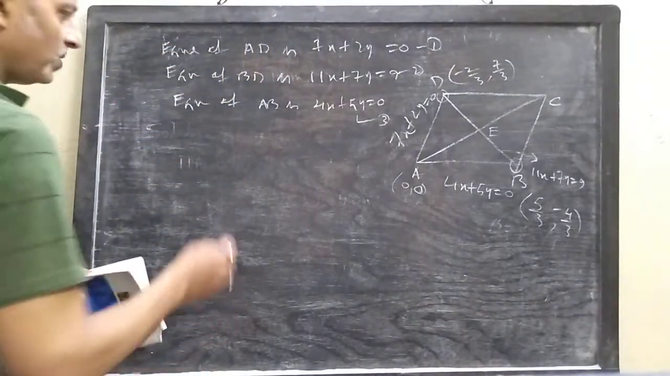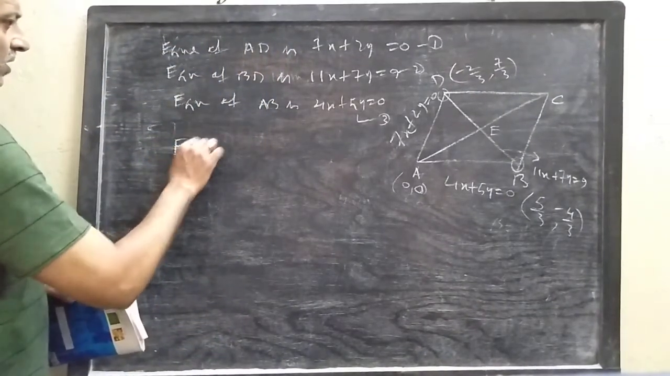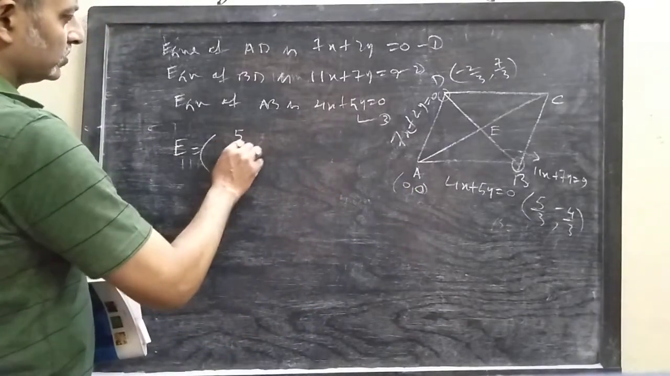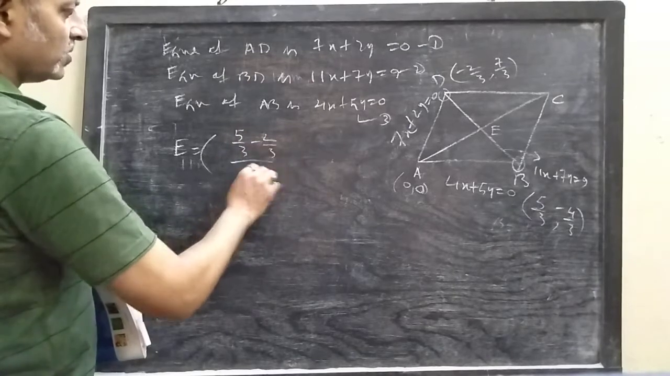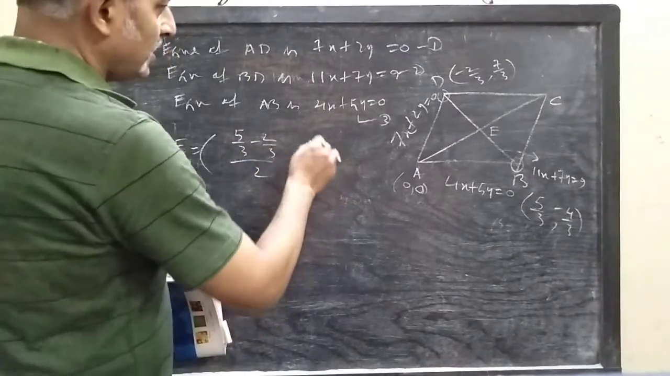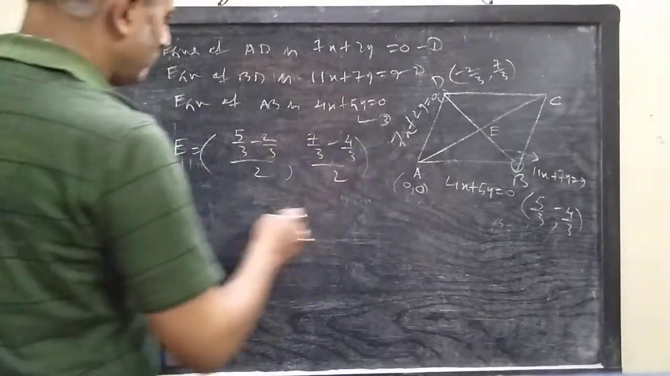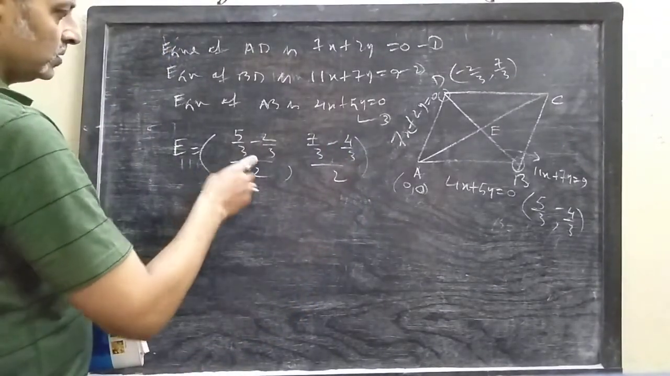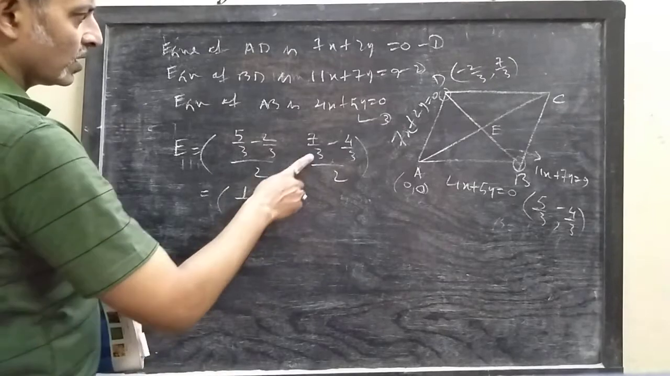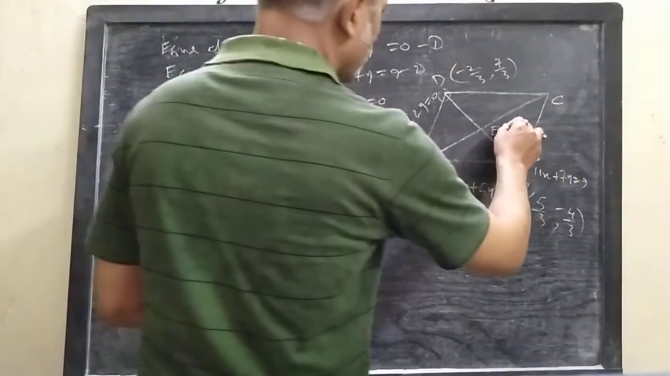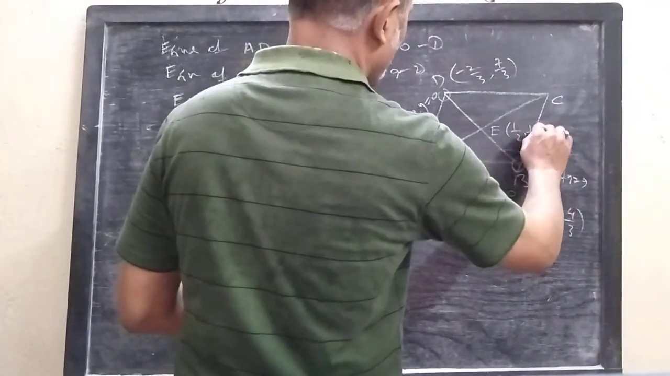E is the midpoint of BD, so the coordinates of E will be (5/3 minus 2/3) whole by 2, and then (7/3 minus 4/3) whole by 2. This is 1 by 2. 7 minus 4 is 3, so this is also 1 by 2. So you get the coordinates of E as (half, half).